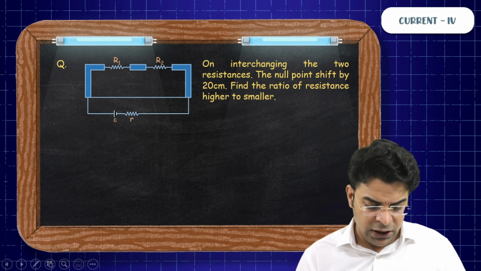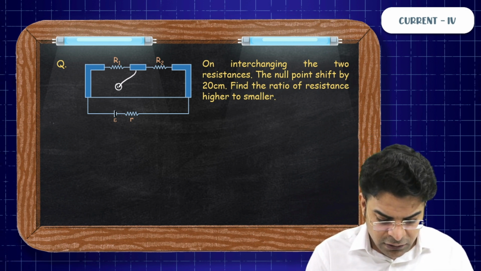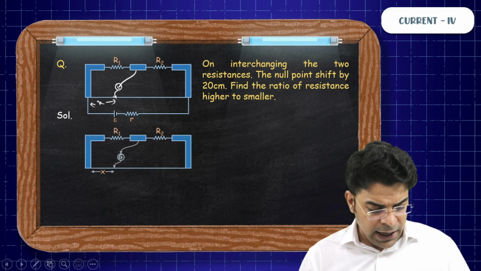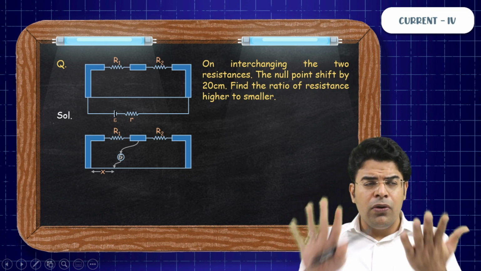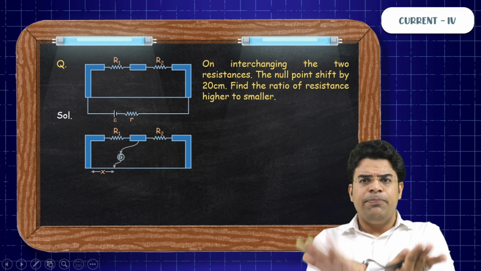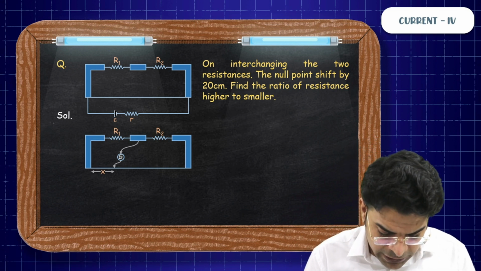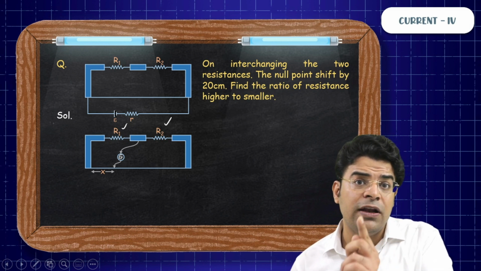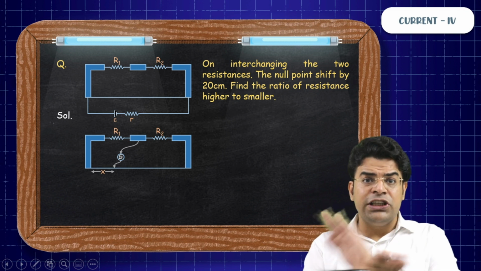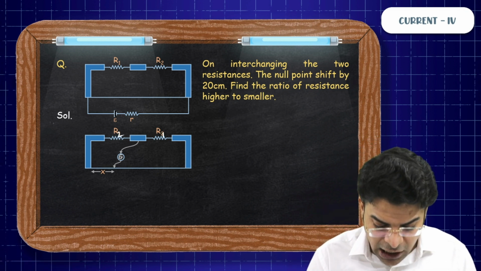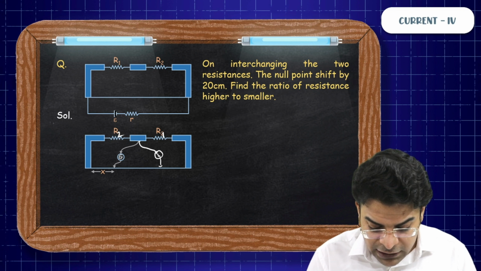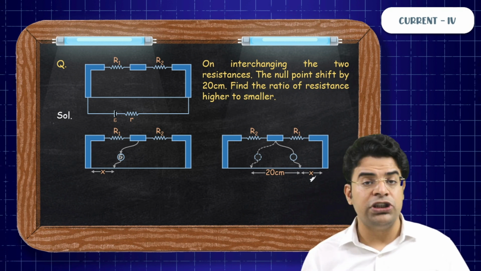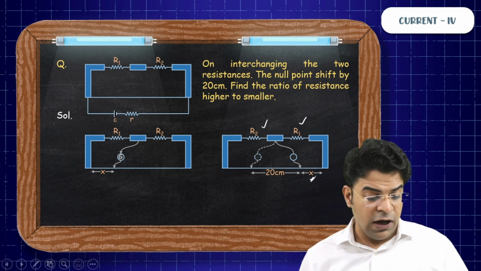So you will say, okay, let's say first we found the null point here at some distance x. And on interchanging, the whole meter bridge circuit flips. So if originally on placing R1 and R2, you get the balance length at distance x from the left end, then on interchanging them, placing here R2 and placing here R1, the new balance length will be found at distance x from the right end. So this is what the new balance position will look like on interchanging position of R1 and R2.